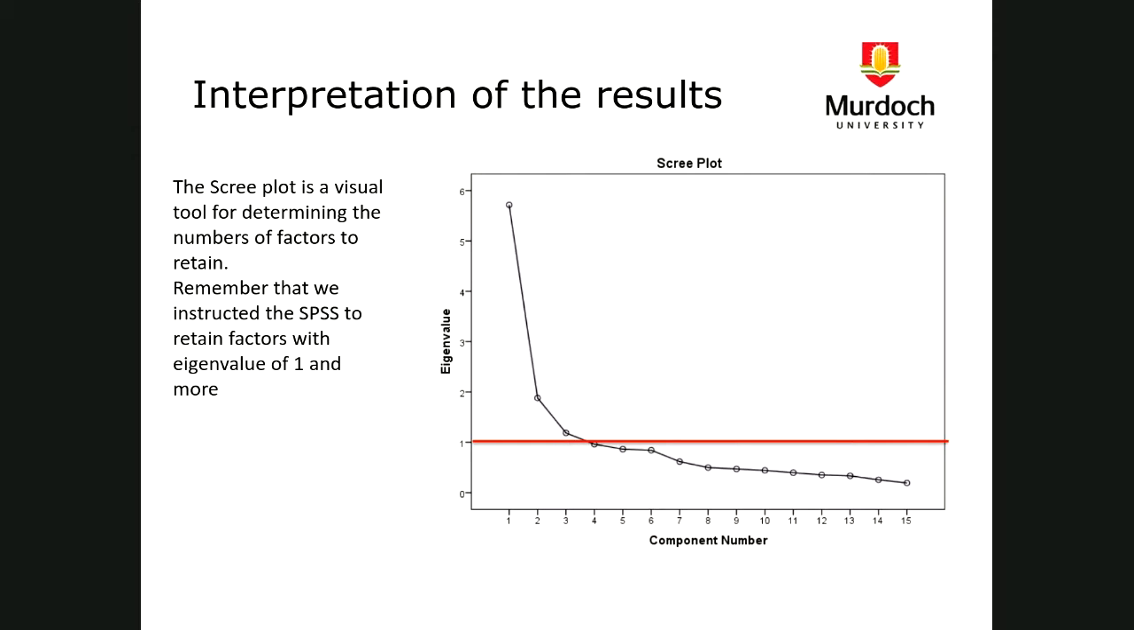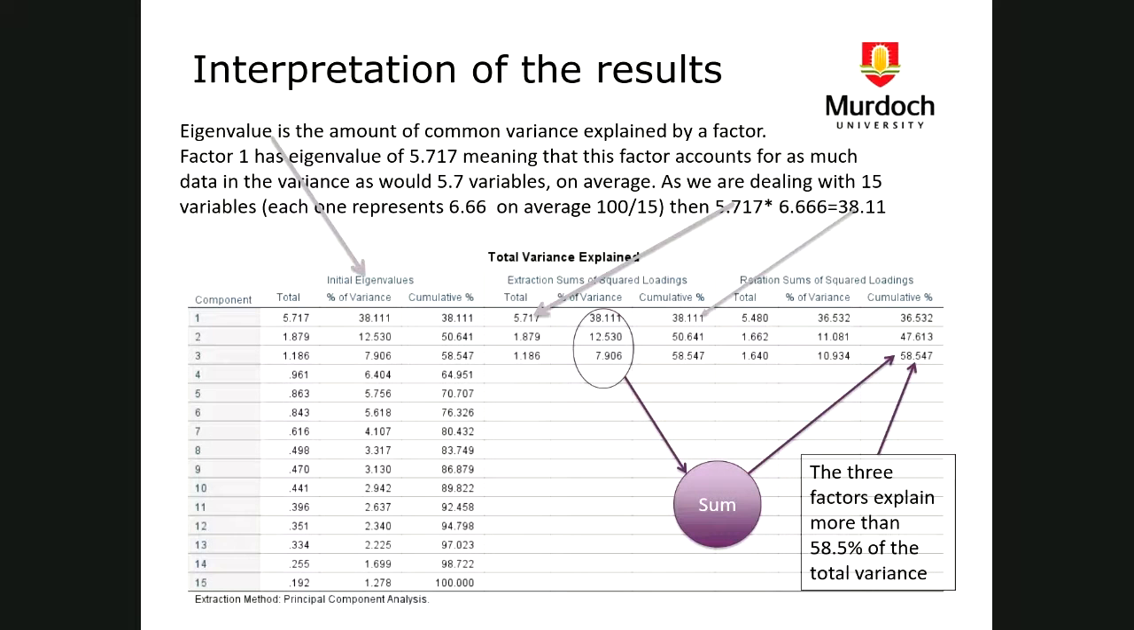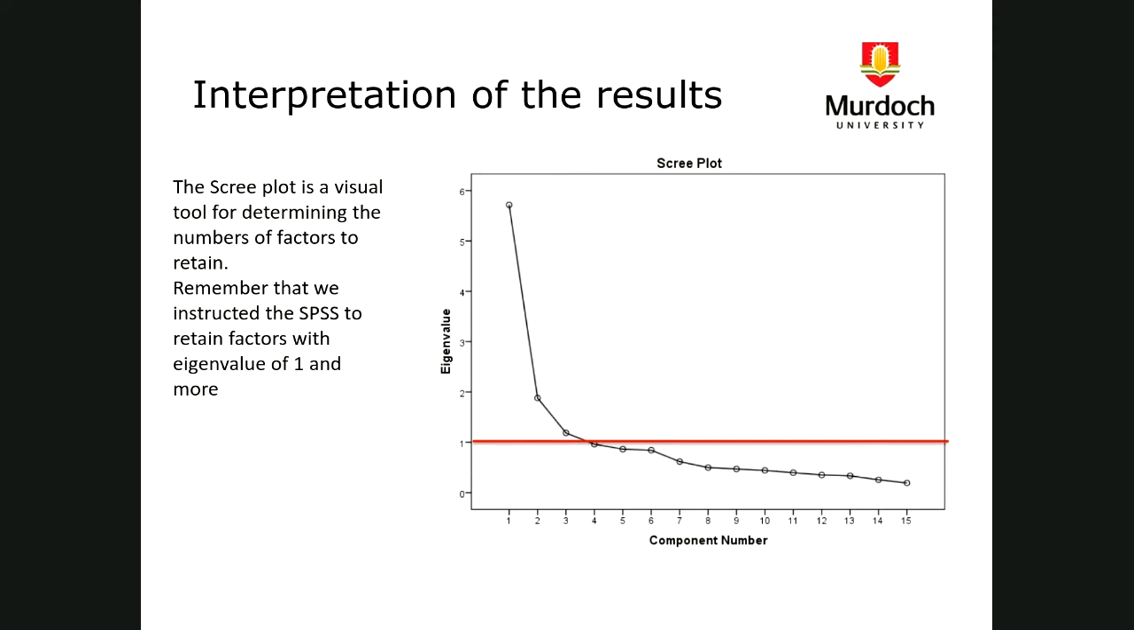So you can see that above this one, we have only 3 nodes here, which are, in fact, those 3 factors. The first one was 5.7. Here is 5.7. The second one was almost 2, and the third one was close to 1. All right, let's proceed.